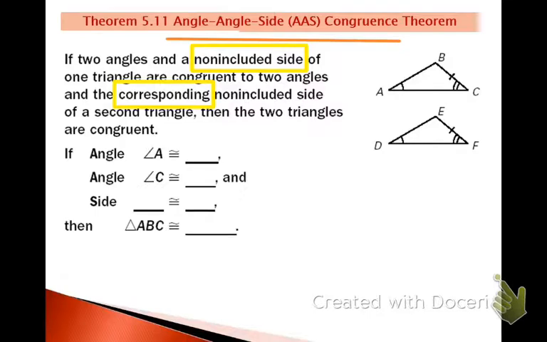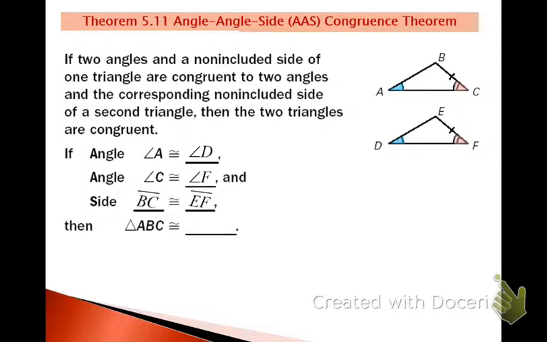If angle A is congruent to angle what? Angle D. So angle A and angle D. Angle C and angle F. And then we're going to name sides. So what side on the first one? BC would be congruent to EF. If this is the case, we have angle, angle, side. That is enough to prove triangle ABC is congruent to triangle DEF.